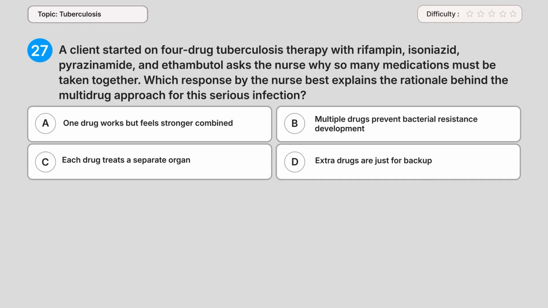27. A client started on 4-drug tuberculosis therapy with rifampin, isoniazid, pyrazinamide, and ethambutol, asks the nurse why so many medications must be taken together. Which response by the nurse best explains the rationale behind the multi-drug approach for this serious infection? A. One drug works but feels stronger combined. B. Multiple drugs prevent bacterial resistance development. C. Each drug treats a separate organ. D. Extra drugs are just for backup. Do you know the answer?